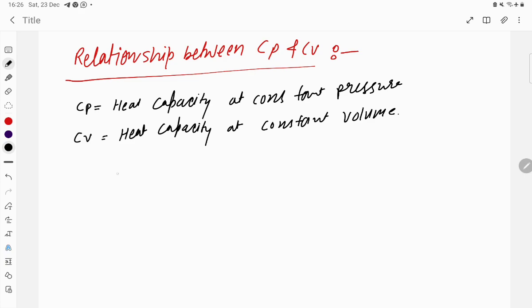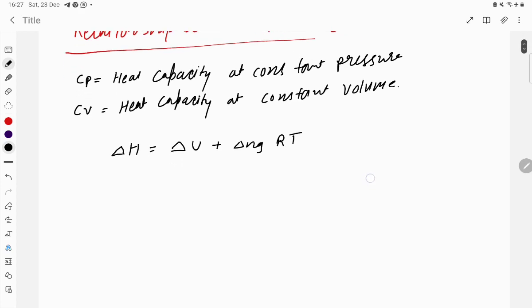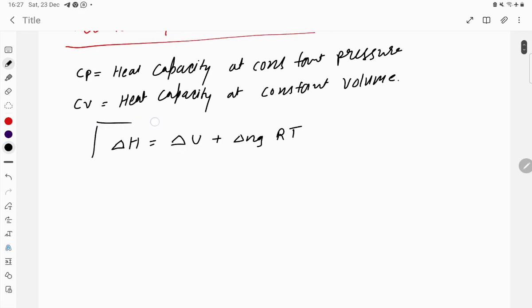Now you know, student, the relationship between enthalpy and internal energy is there. So delta H is equal to delta U plus delta ng RT. This is the expression we have learned. This is the enthalpy equation.